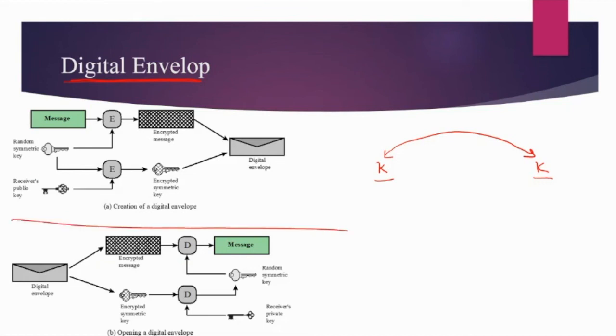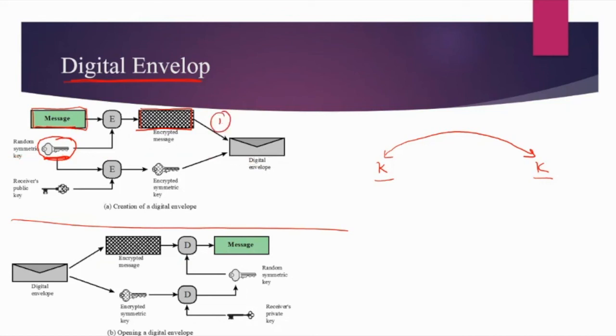What the sender has to do is create a digital envelope. How to create a digital envelope? The sender will prepare a message. This is the message. He will select a random key which will act as the symmetric, secret key. Then he encrypts this message with this key, and this is the encrypted message. This is the first part, the first thing which will go inside the digital envelope.